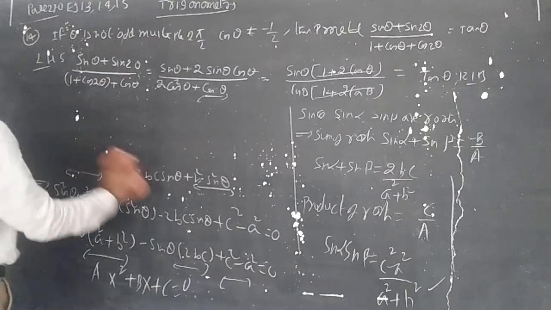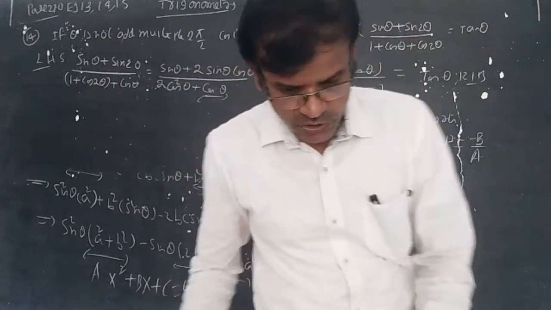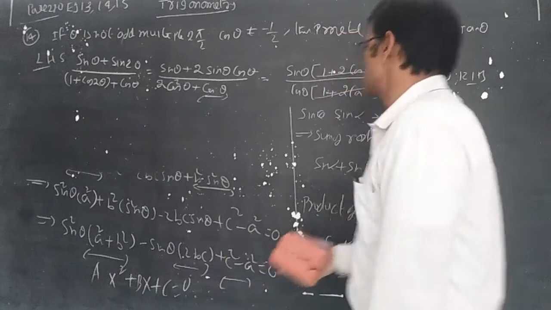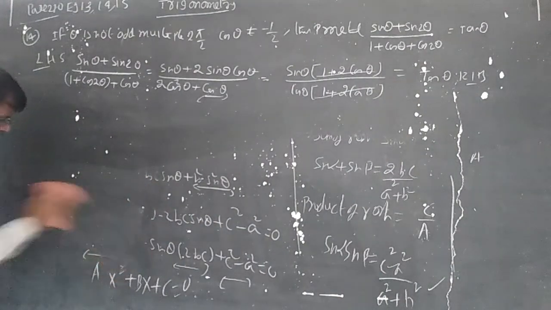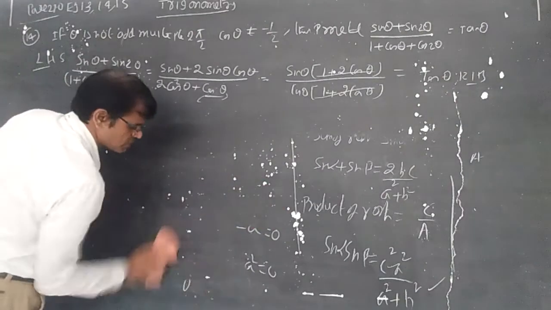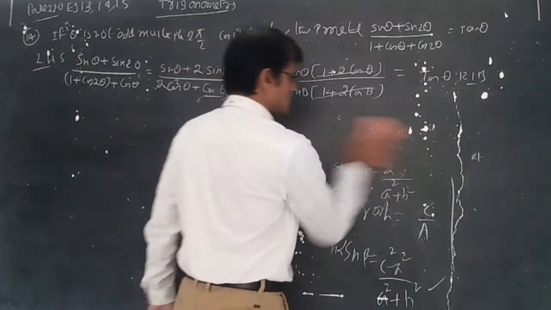The 14th sum is completed. Let us discuss the 15th question, a most important question, a 4 marks or 7 marks question, Mathematics 1A, trigonometry chapter.